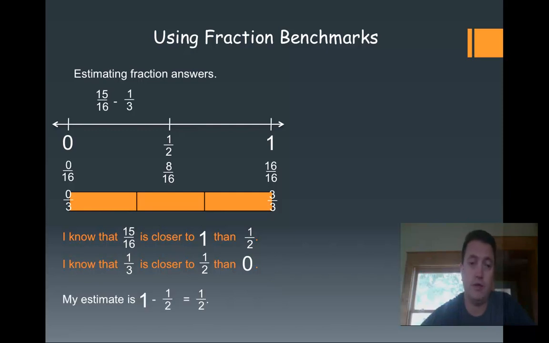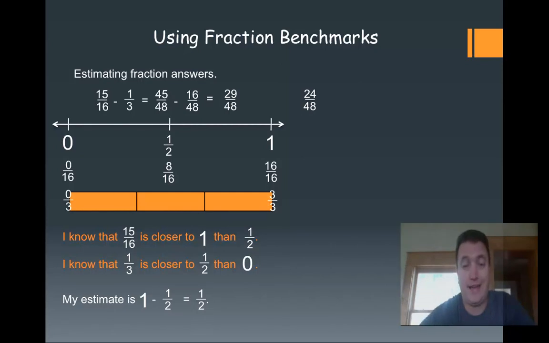So my estimate this time, because it's a subtraction problem, 1 take away 1/2 equals 1/2. So we're going to go up top and make those into 48ths. So 45/48 minus 16/48 equals 29/48. Now 24/48 is exactly half, all right?